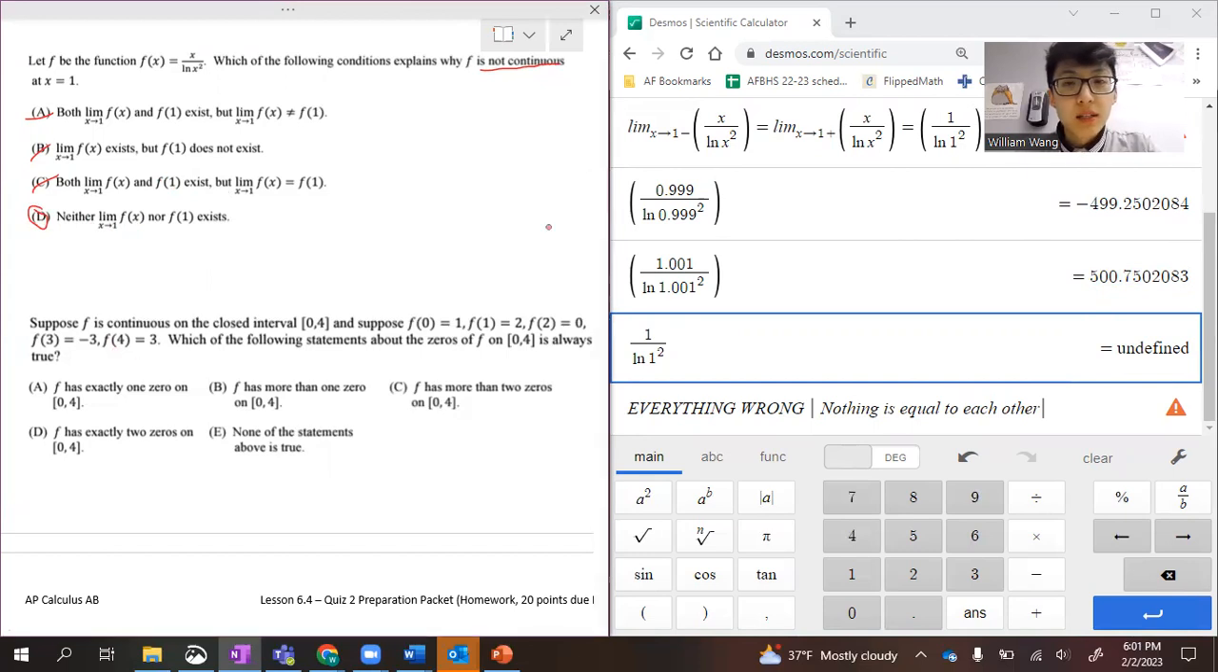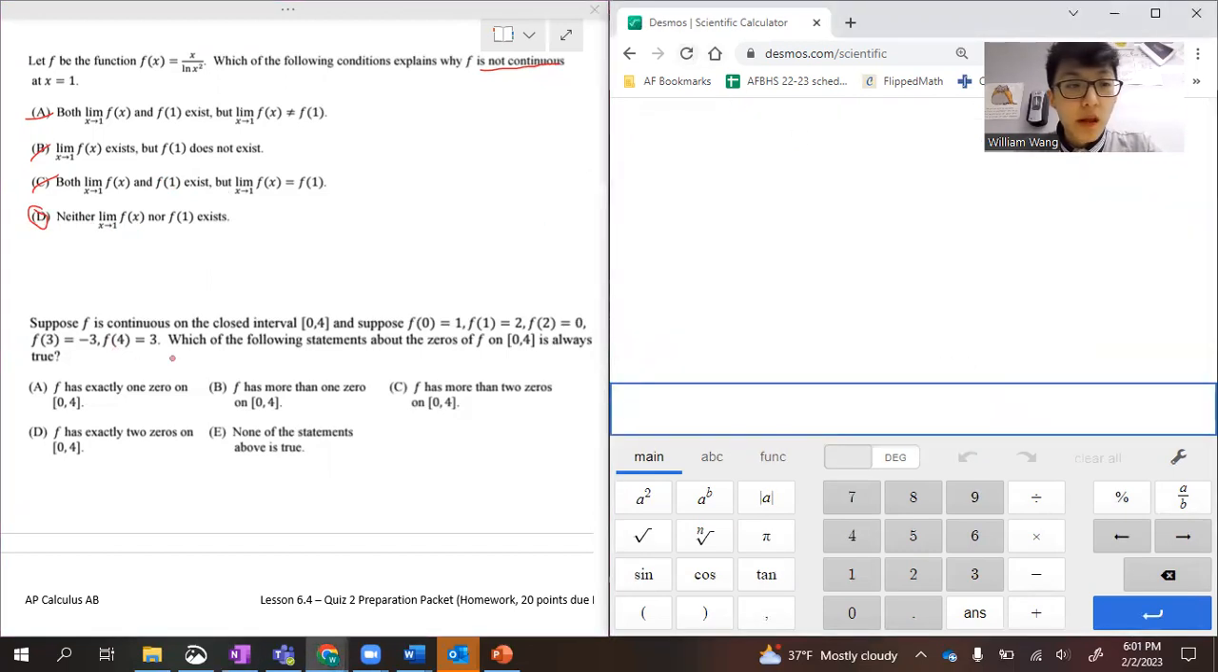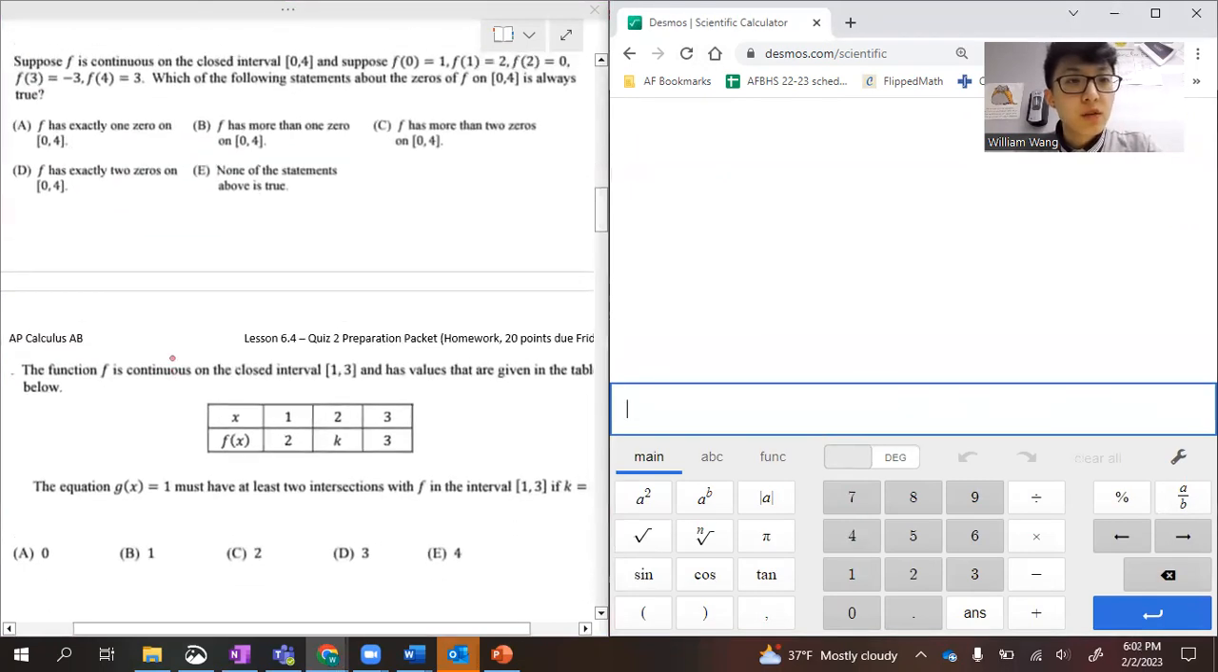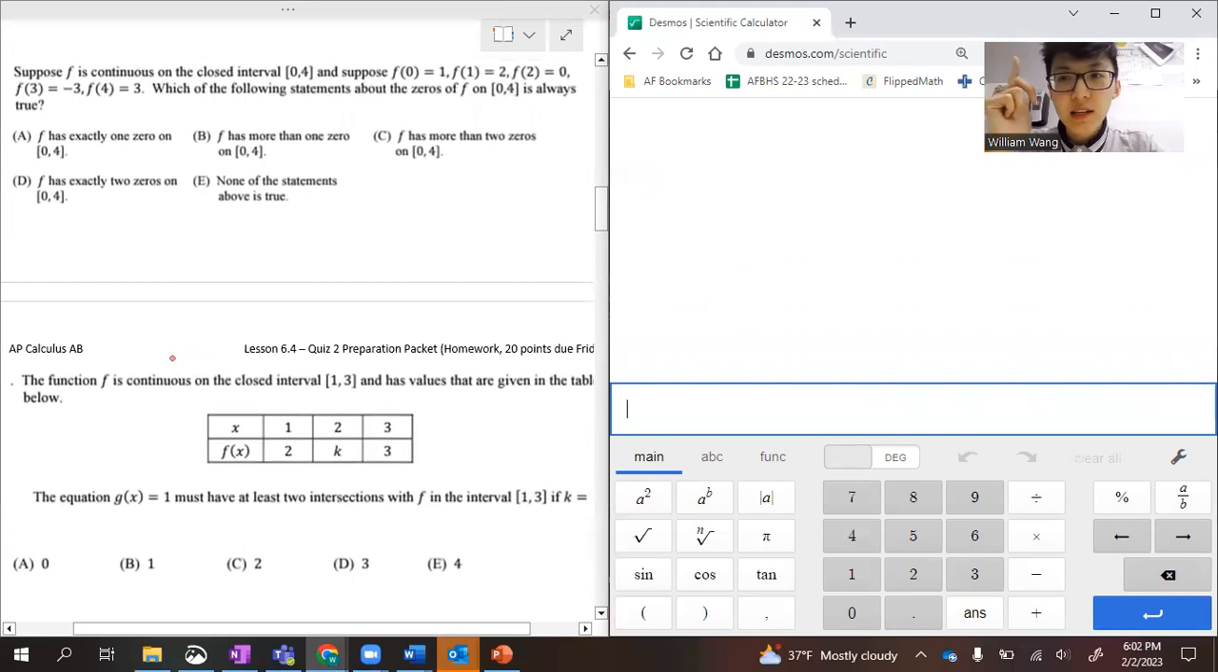All right, let us continue. Question 3, suppose f is continuous on the closed interval 0 to 4. Okay, so I'm thinking continuity, right? And suppose f of 0 equals f of 1, f of 1 equals 2, f of 2 equals 0, and so on. Which of the following statements about the zeros of f on 0 to 4 is always true? F has exactly 1 zero on 0 to 4, F has more than 1 zero.